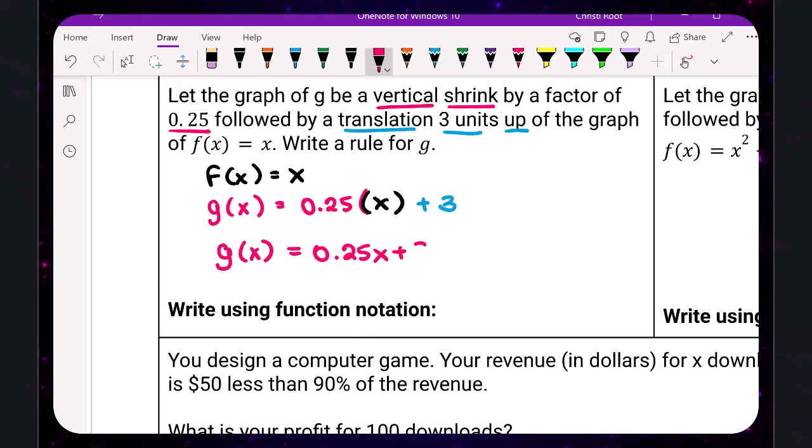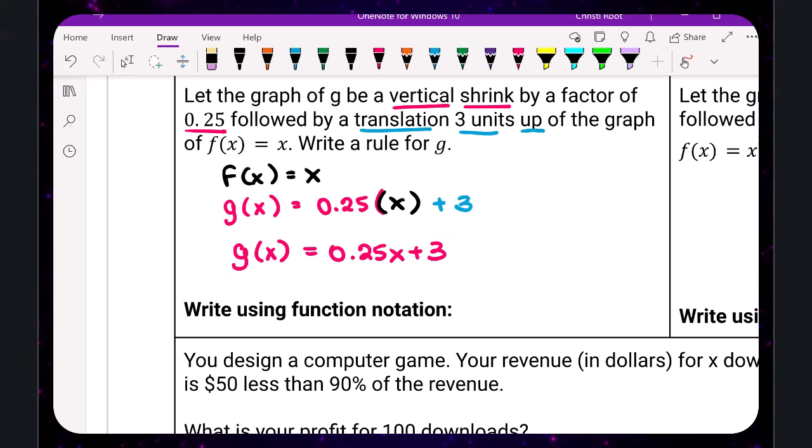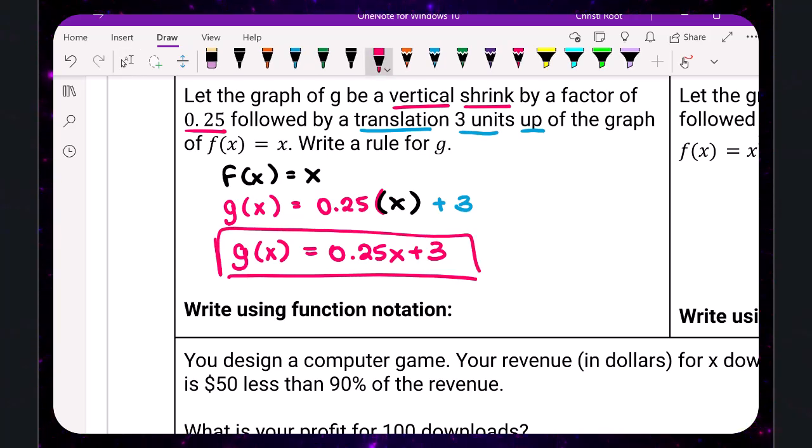0.25x plus 3. So what's really important to notice, in this case, we are applying one and then applying another one. You're not doing them at the same time. So the order really does matter. So just take your time and follow the order.